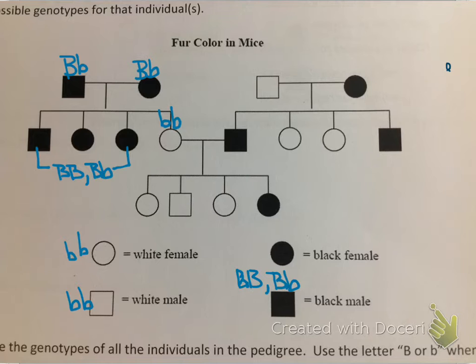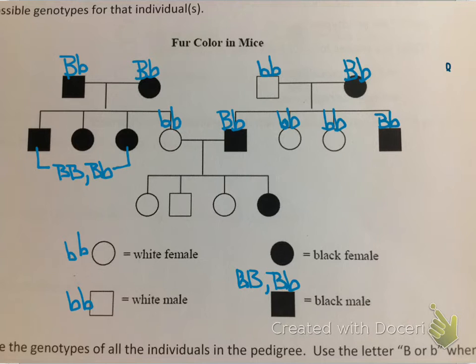Now let's go over to the right. We have a male and a female, and the male is white, so he has 2 lowercase b's. We also notice there are 2 female offspring with white fur, so they have 2 lowercase b's. The male can only give 1 lowercase b, so the female must be a hybrid or carrier. Then the other 2 siblings, the 2 males with black fur, got 1 dominant allele from mom and 1 recessive from dad, so this would be their genotype.